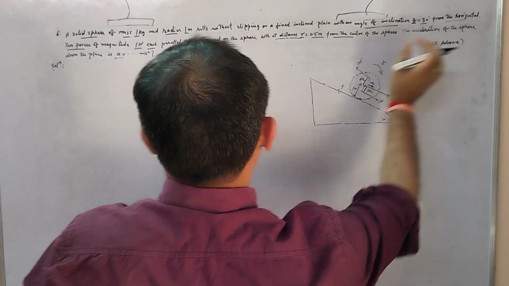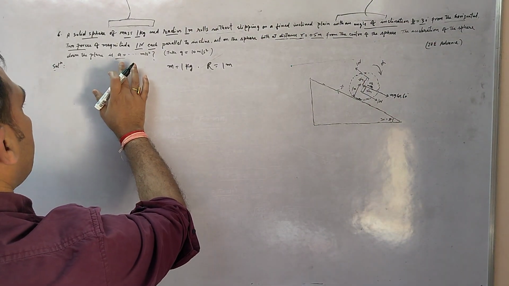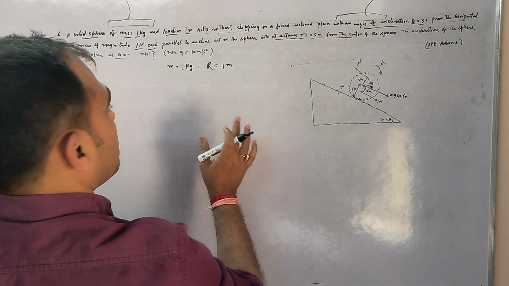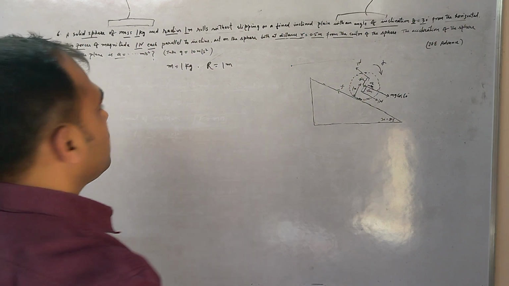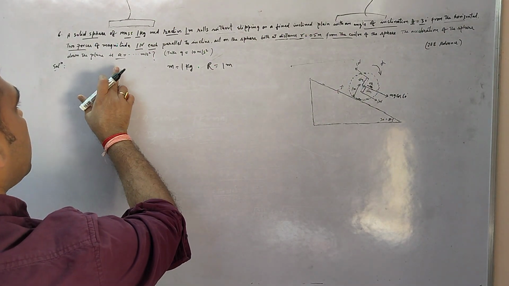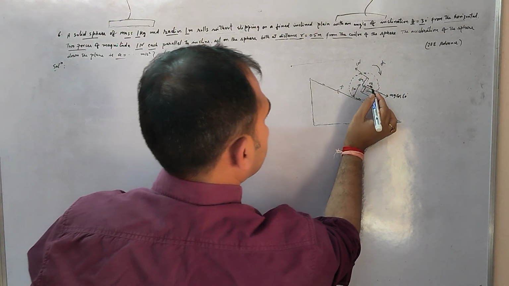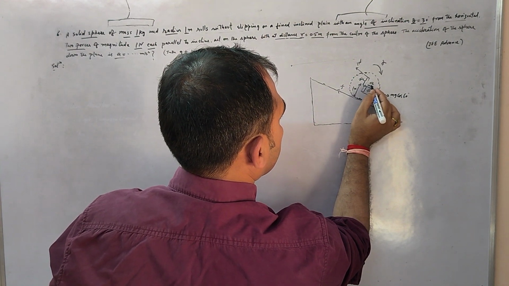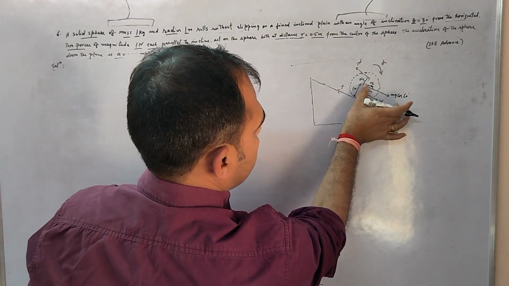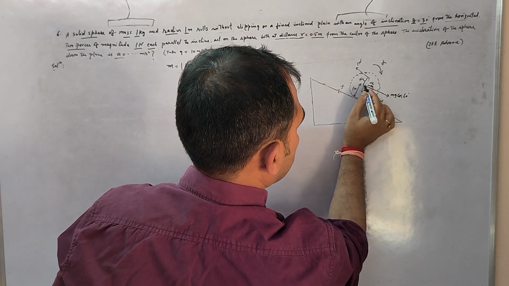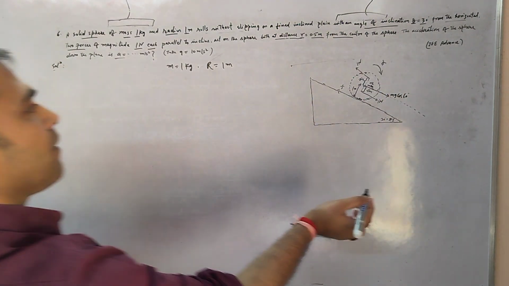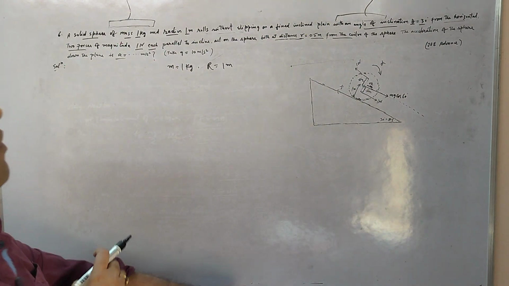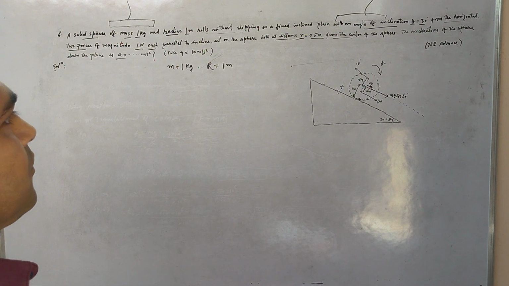The acceleration of the sphere down the plane is a. We have to find the value of a. So a is the acceleration down the plane, that is the acceleration of the center of mass along this direction, as the center of mass will move in a straight line motion. Okay.